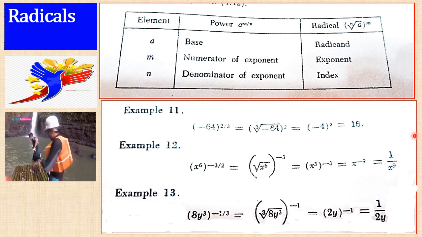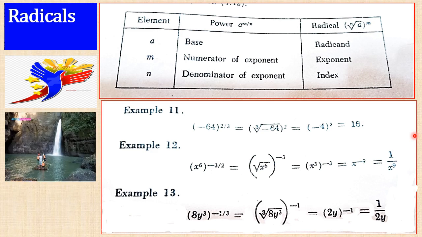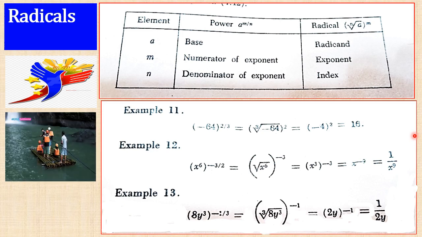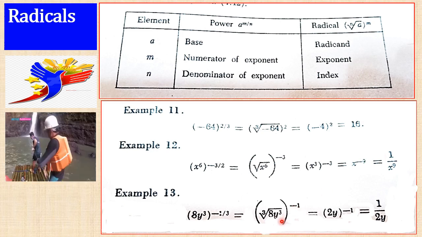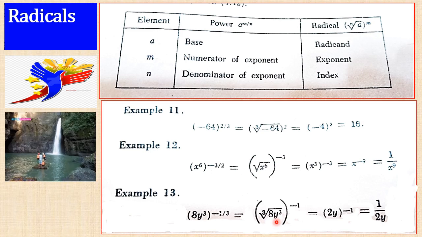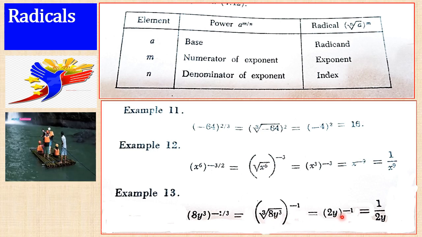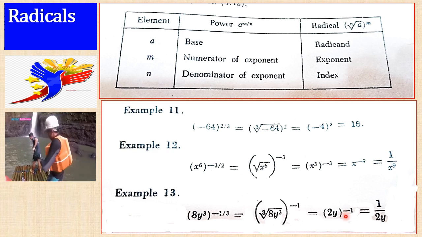Another example, 8y cubed raised to negative 1/3. We can rewrite that as the cube root of 8y cubed raised to the negative 1. The cube root of 8y cubed is 2y, and we have to raise it to negative 1. Therefore, the answer is 1 over 2y.